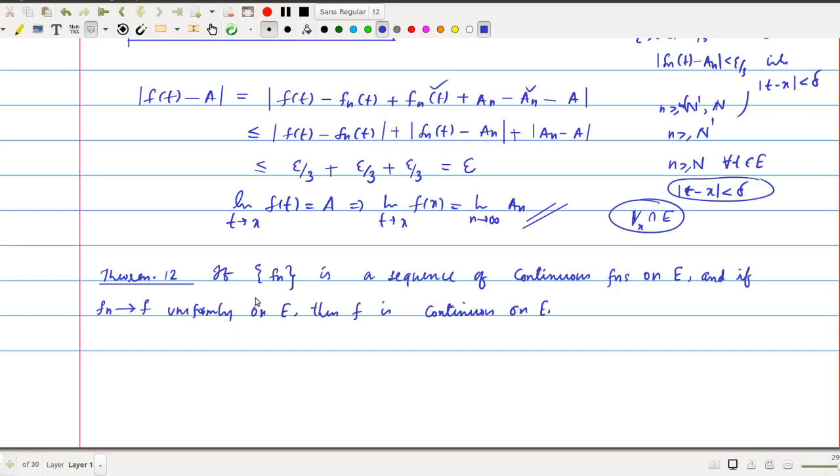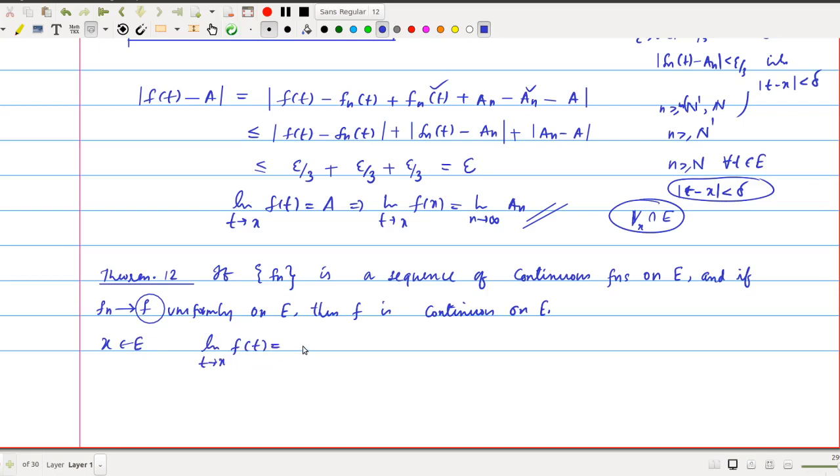This is the statement of the theorem. If fn is a sequence of continuous functions on E, and if fn converges to f uniformly on E, then this limit function f is also continuous on E. So we prove the continuity of f using the uniform convergence. We fix an x, let x be an element of E. Now we will prove that limit t tends to x of f of t is f of x.